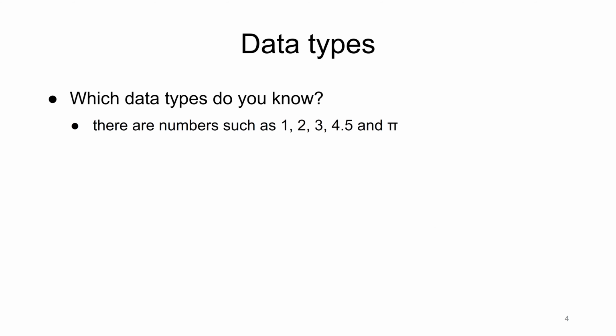Okay, so first of all, there are numbers, which we know from mathematics. There can be whole numbers, such as 1, 2, 3. There can be broken numbers, such as 4.5. And then there are special mathematical constants like pi and e, for example, which are usually also broken numbers.